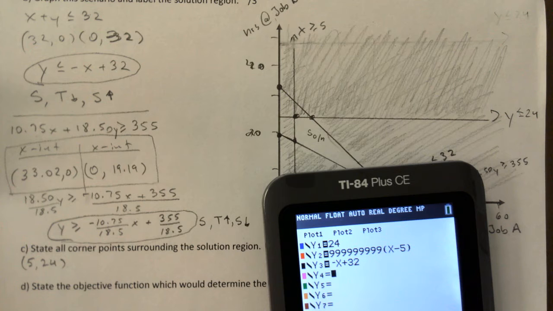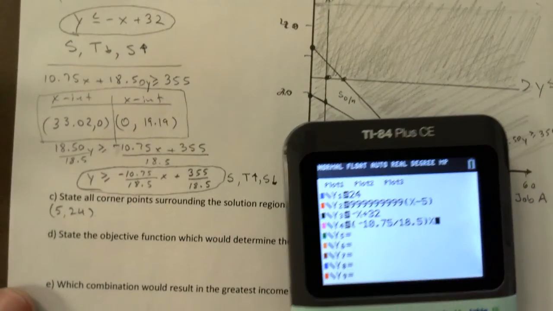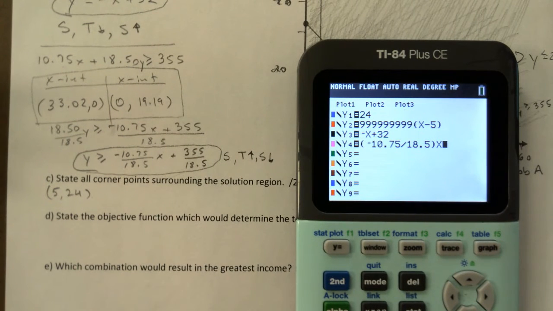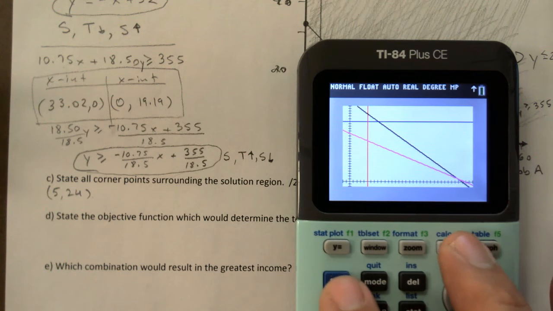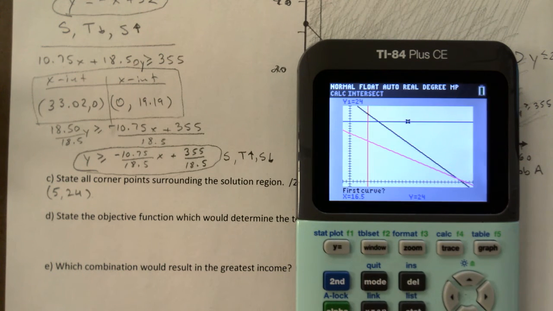And then I have, watch how I do this last one, right? Negative divided by 18.5. I will strongly suggest to always enter as a fraction, don't round, because then your answers will be off, okay? Okay, and then graph them all. It is a lot faster now, isn't it? Wow. I wish I would have known that a long time ago.